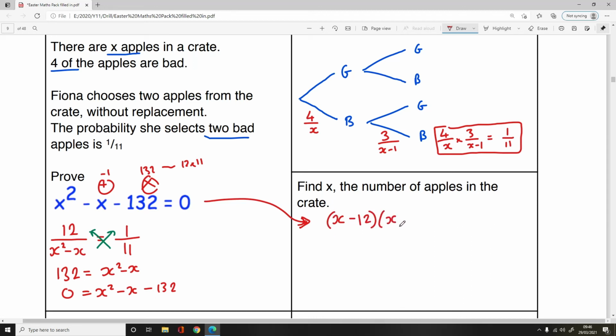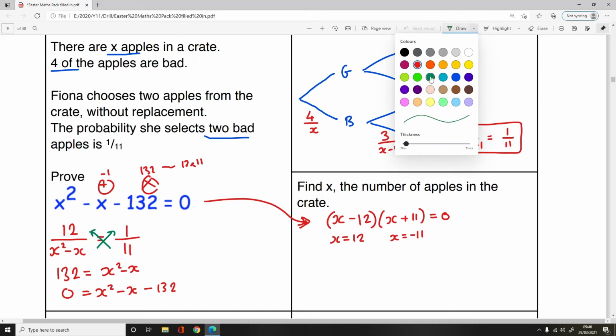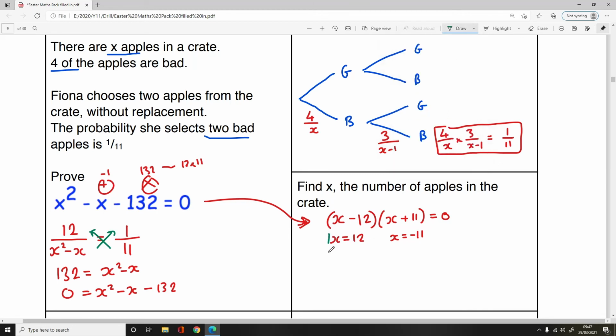If you can't do that, you'd stick it in the quadratic formula and you'd end up with the same two things. This will give us that x is 12 or x is minus 11. And just like with the higher one where we had our area, we want to pick the positive value because we couldn't have a negative number of apples. Find x, the number of apples in the crate: x is 12, done.